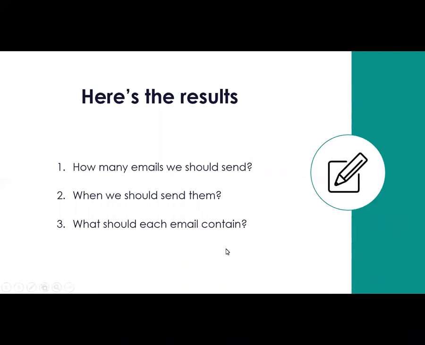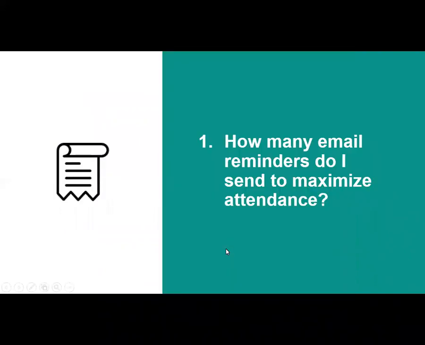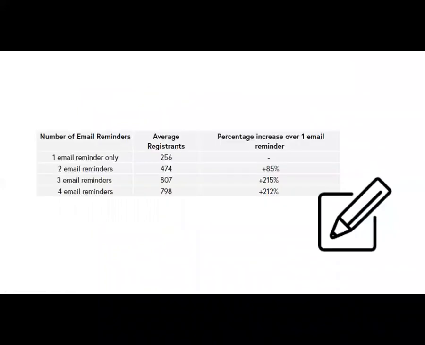So the first one here: how many emails should we be sending in order to maximize your attendance? I've got a chart here basically summarizing the registration averages based on how many email reminders we sent to our list. With one email reminder, we got about 256 average registrants. The second email reminder was 474 registrants. With the third email reminder, we climbed to 807. And on the fourth, there was 798.